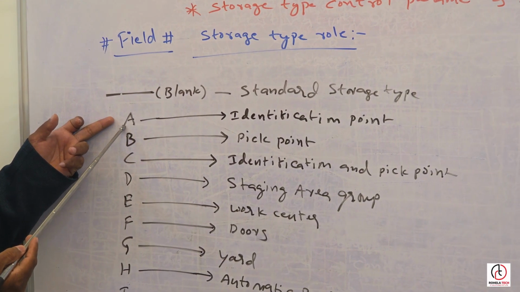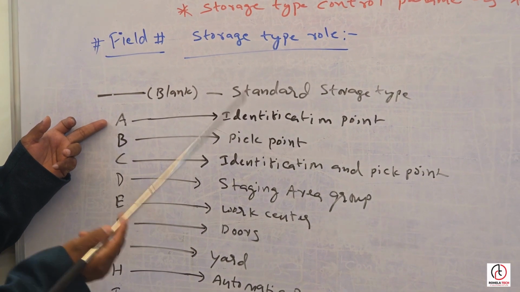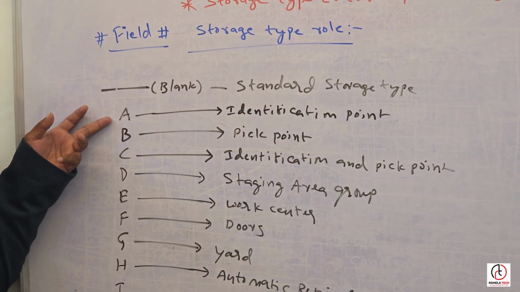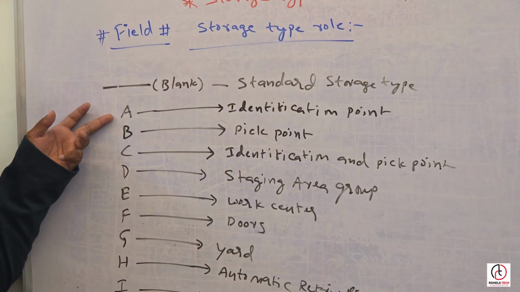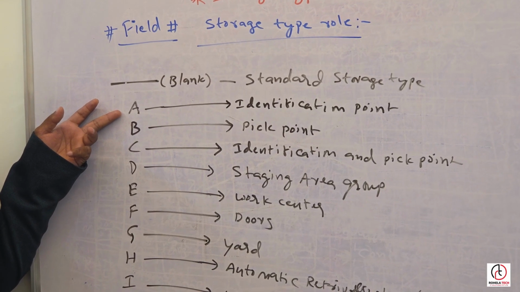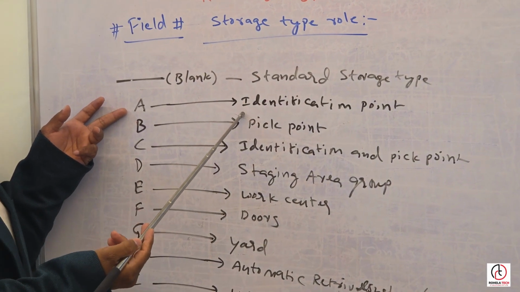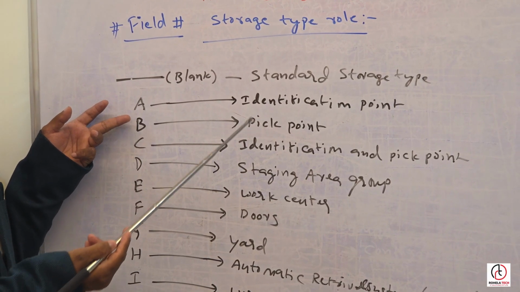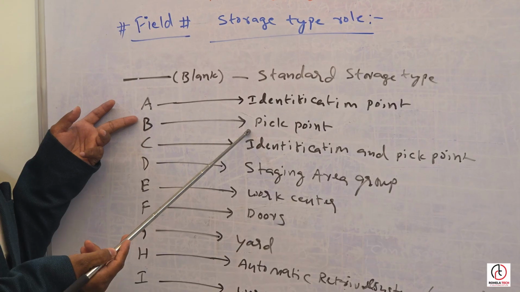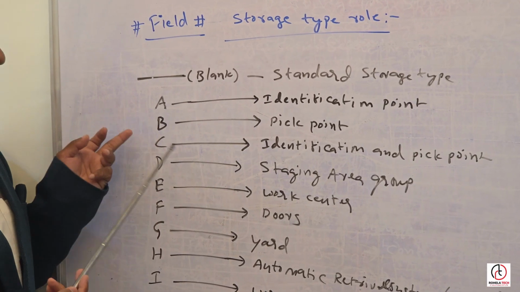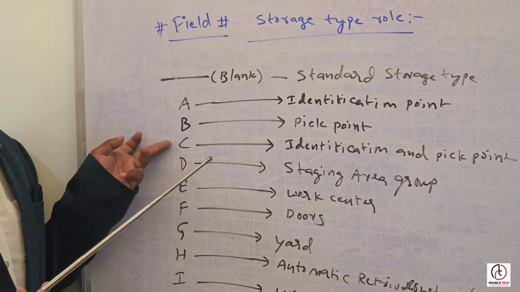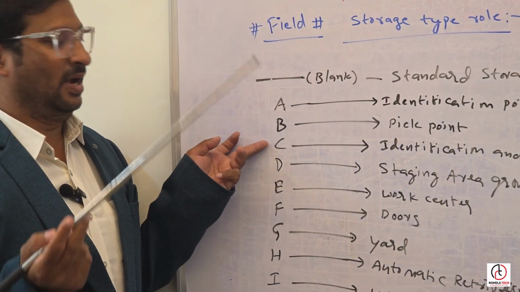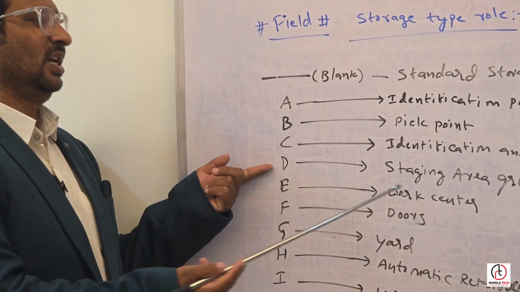If we select the storage type called A, identification point. Mostly in the mezzanine floors, whenever the product is moving from the ground floor to the first floor, or we are picking the stock from the first floor to the ground floor, there we are going to use identification and pick points. Identification point will be used in the inbound side, pick point will be used in the outbound side in the mezzanine floors. If you select C, the same storage type will act as identification point plus pick point both. Then D, staging areas.